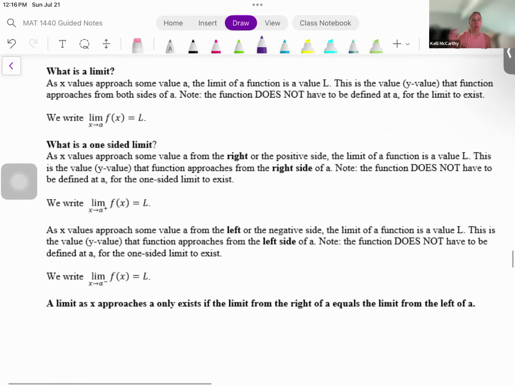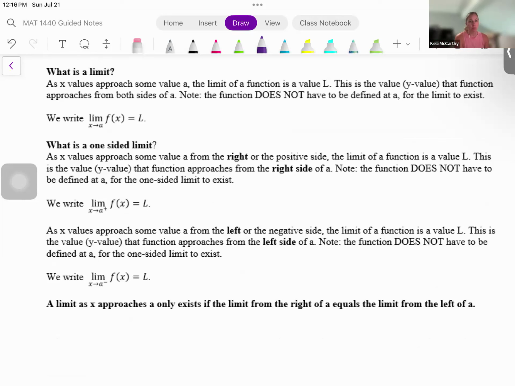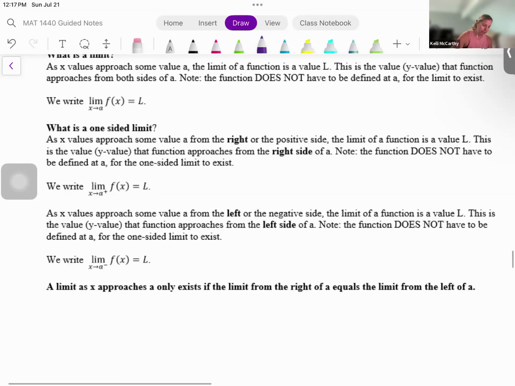So first, let's talk about what a limit is. As x approaches some value a, so if we're thinking about x along the horizontal axis, as we're approaching some value a, the limit of a function is some value L. This is the value that the function approaches, thinking about the y value. So the output of a limit is a y value. Now, it's important to note that a function doesn't have to be defined at that value of x for the limit to exist. And the notation for a limit is the limit as x approaches a of f of x is equal to L.